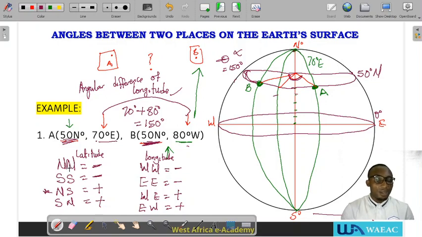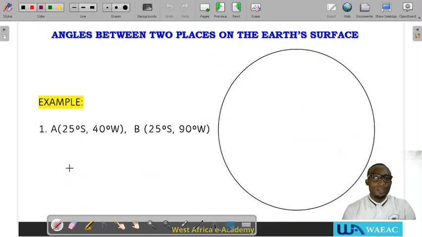If it is in the same direction, north north is subtraction, south south is subtraction for latitude, while on longitude, west west is subtraction, east east is subtraction. North south on latitude is addition, and south north is addition. On longitude, west east is addition, and east to west is addition. You don't need to cram it. It's very, very simple. If they are the same on latitude, you subtract. If they are different, you add. On longitude, if they are the same direction, that is west west, you subtract. If they are different, you add. Simple as that.